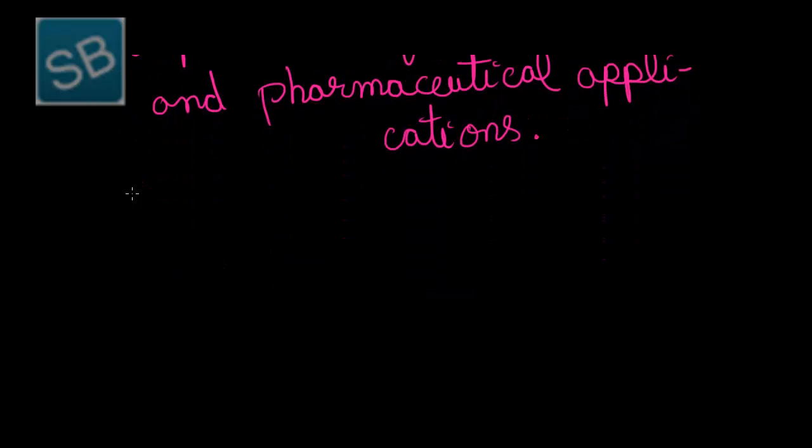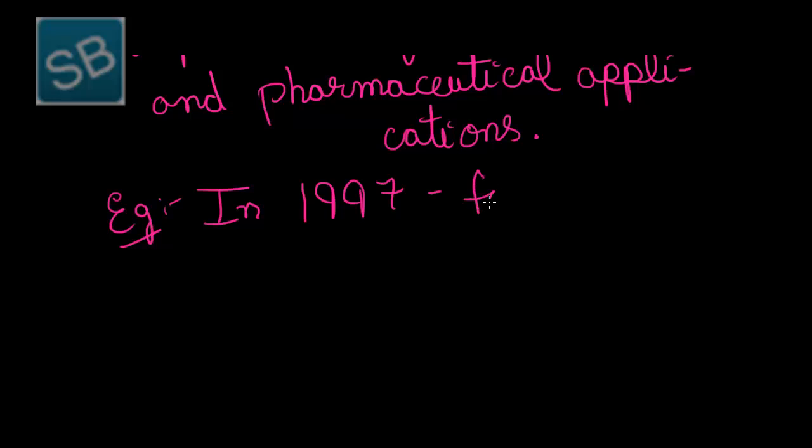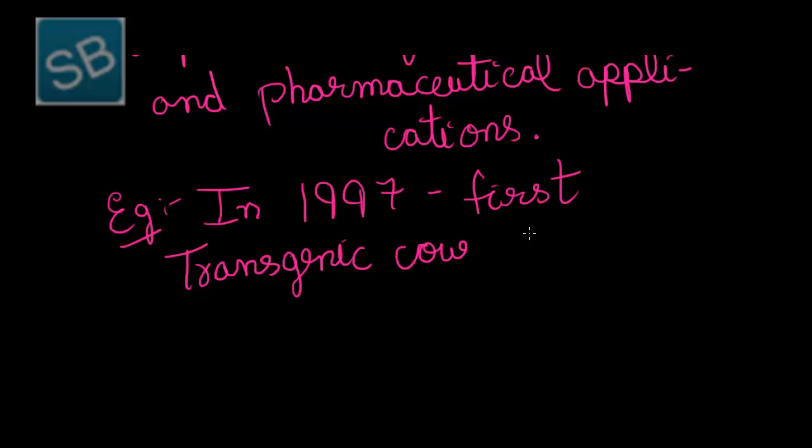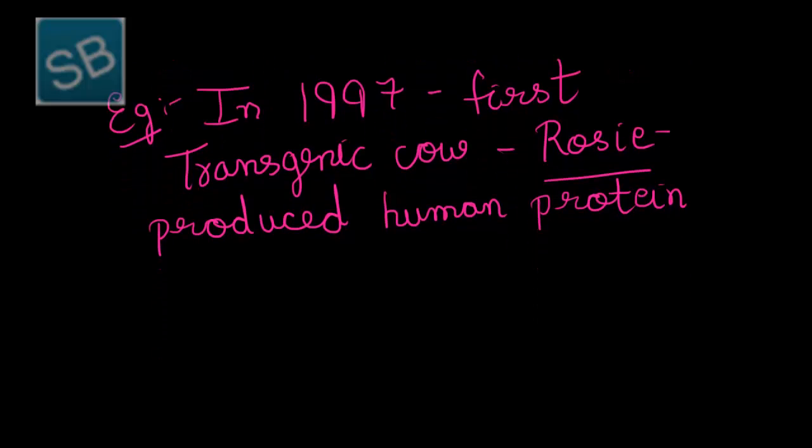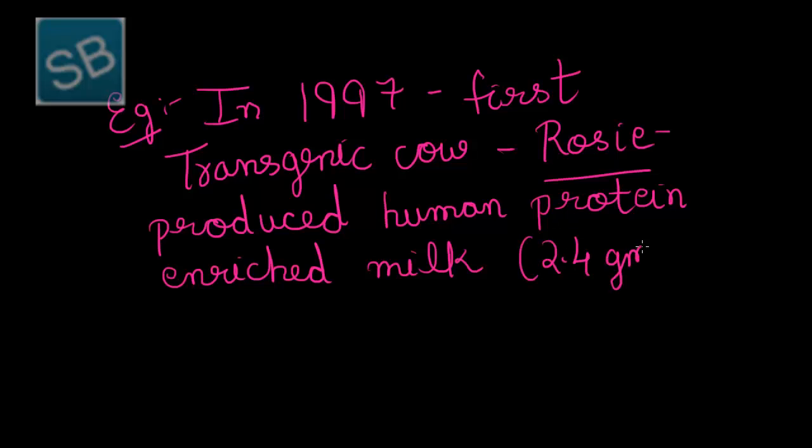For example, in 1997, a transgenic cow, which was the first transgenic cow, that is the cow developed due to the transgenesis phenomenon, was named Rosie. It produced human protein enriched milk, which was about 2.4 grams per liter. That is a sufficient amount.